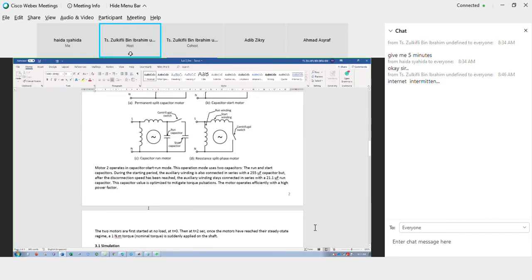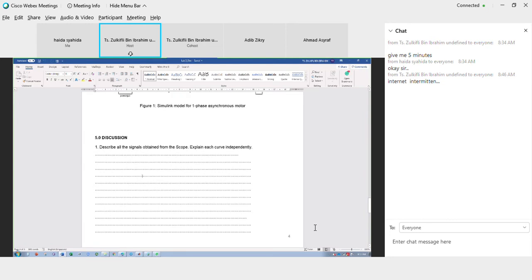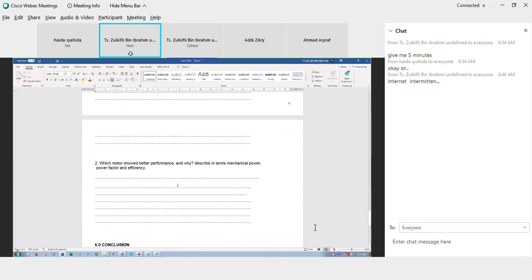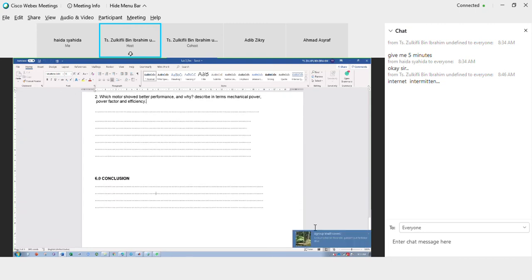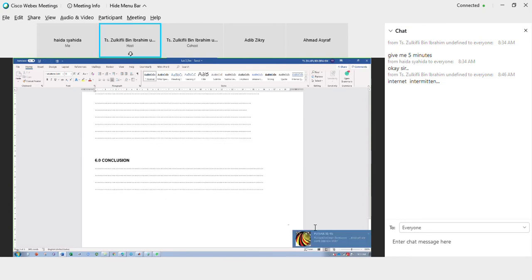So as stated in this lab, what you have to do is describe all the signals. Describe means you need to compare both signals. Explain a bit about the signals, so we compare both signals, which one is better. You also need to justify which one showed better performance in terms of efficiency and so on. And then conclusion.